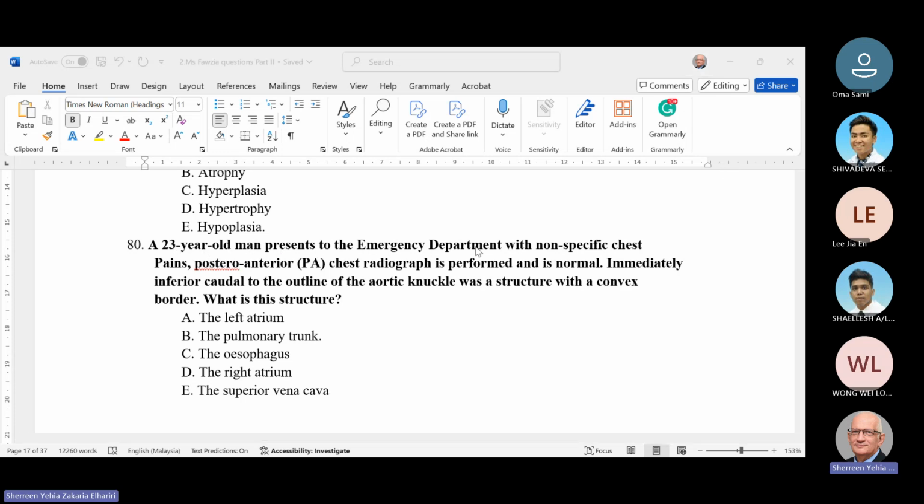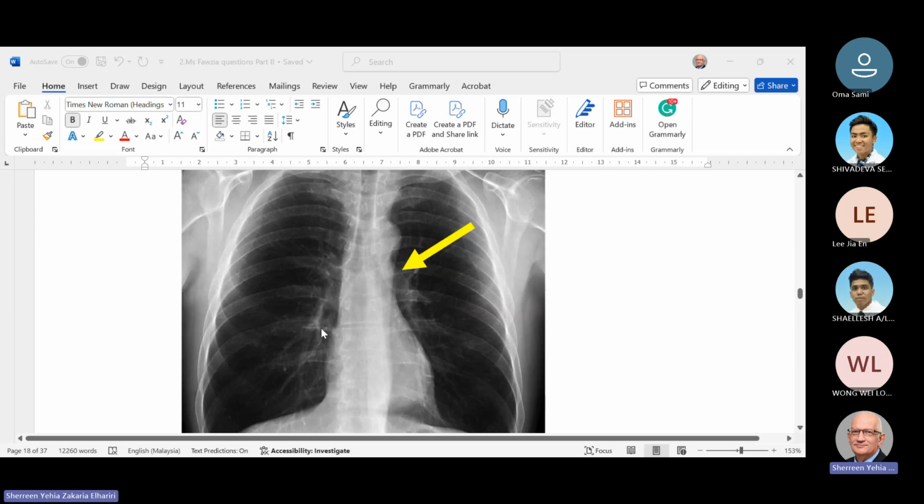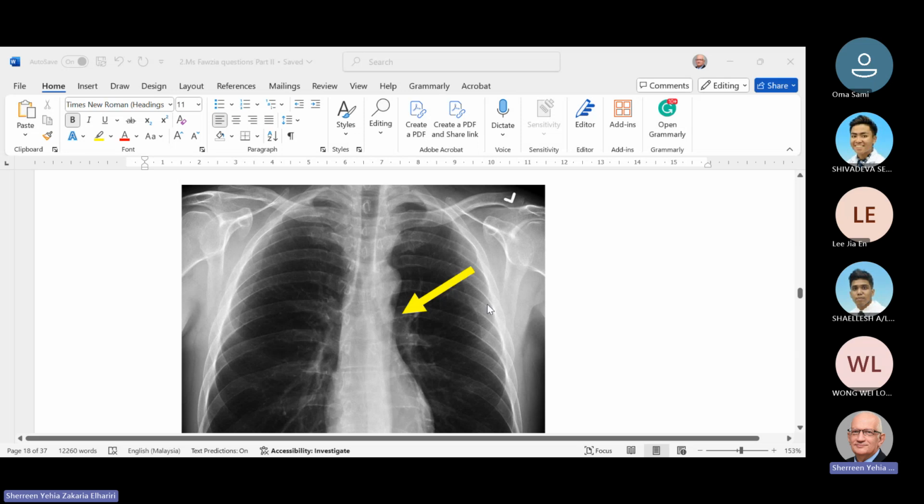A 23-year-old man presented to the emergency department with non-specific chest pain. A posterior chest radiograph, in normal position, is performed and it is normal. Immediately inferior, caudal to the outline of the aortic knuckle, what is the structure with the convex border? Usually they give a picture. I think they have a picture here. In the exam, of course, you have a picture because the exam is now on computer. This is the aortic knuckle, and they put an arrow and ask, what is this? So anyone?